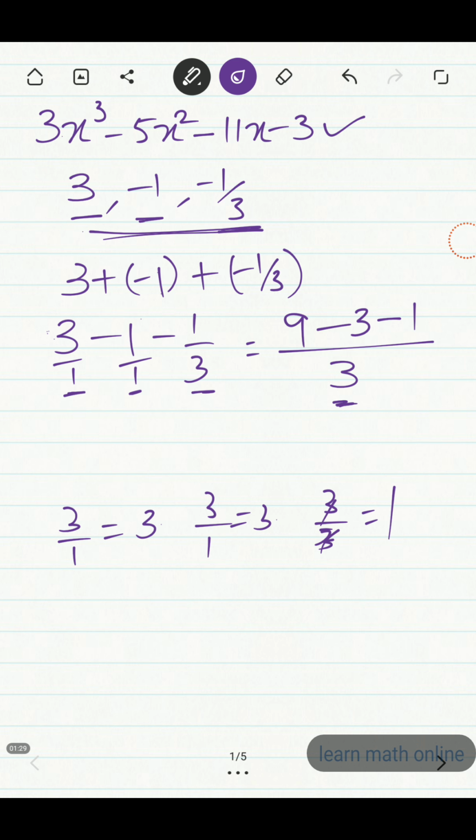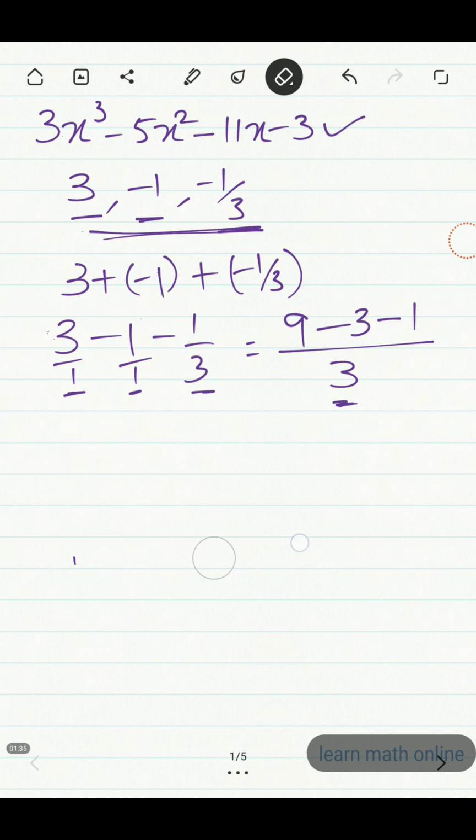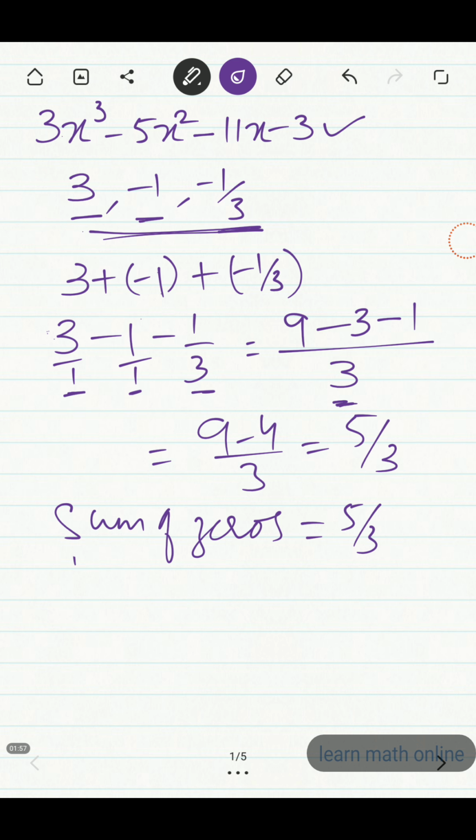So now we have it like this. 9 minus 4 by 3 will give us 5 by 3. So the sum of zeros is 5 by 3.